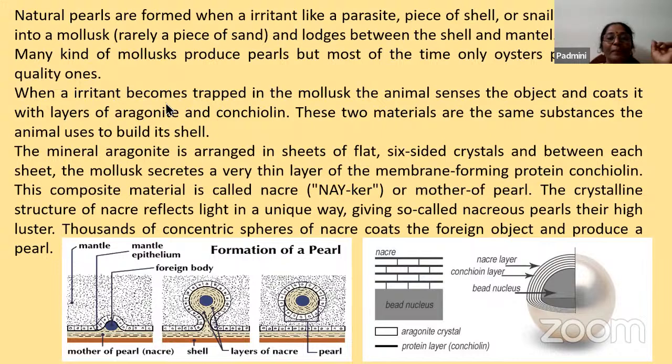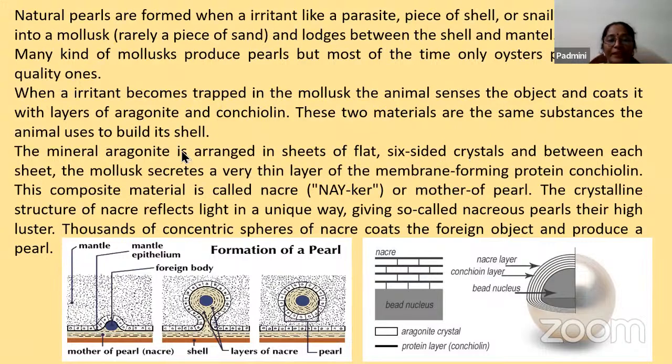So when an irritant becomes trapped in the mollusca, the animal senses the object and coats it with a layer of aragonite and conchiolin. This is what we are talking about, the proteins of the nacre. The nacre is made up of aragonite and conchiolin, and they are going to form layers. They are going to be a hexagonal type of layer, arranged one above the other, something like a brick arrangement, and that is going to form a complete round around the foreign body over there. So that's six-sided crystals that are going to be formed.